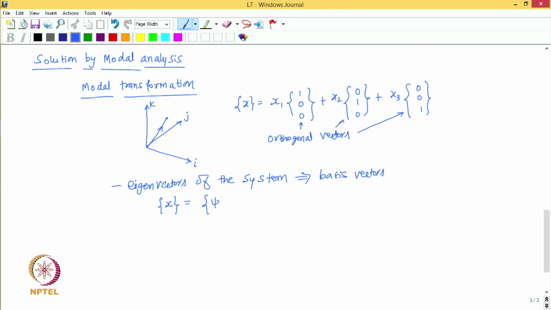So, if psi 1 is the first eigenvector multiplied by y1, plus psi 2 y2, and so on, for an n degree of freedom system there will be n eigenvectors, and n basis vectors are required. So, we have the n eigenvectors being combined linearly to obtain the displacement vector. This can also be referred to as the expansion theorem in terms of the eigenvectors.